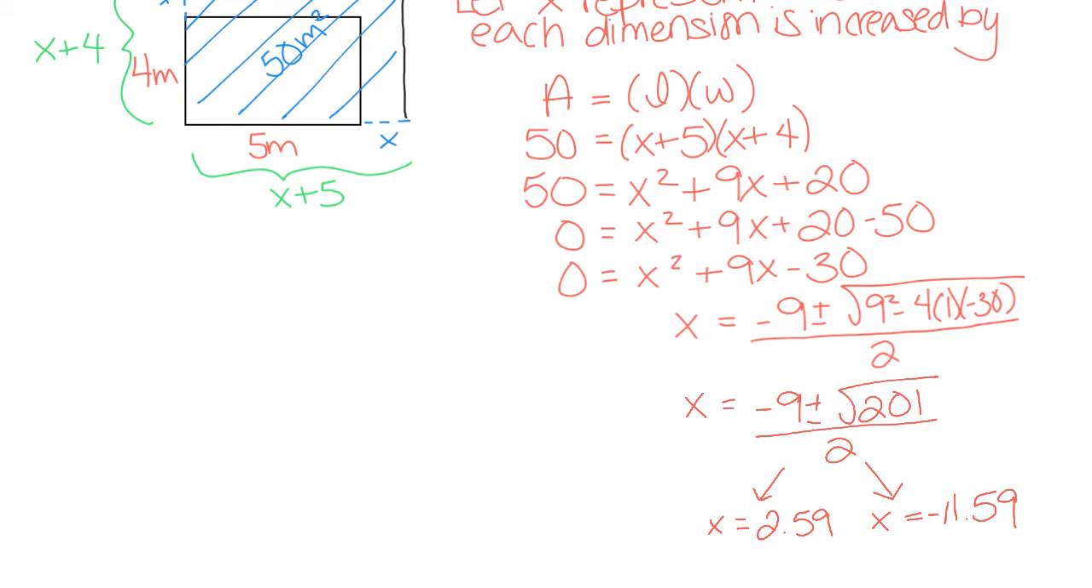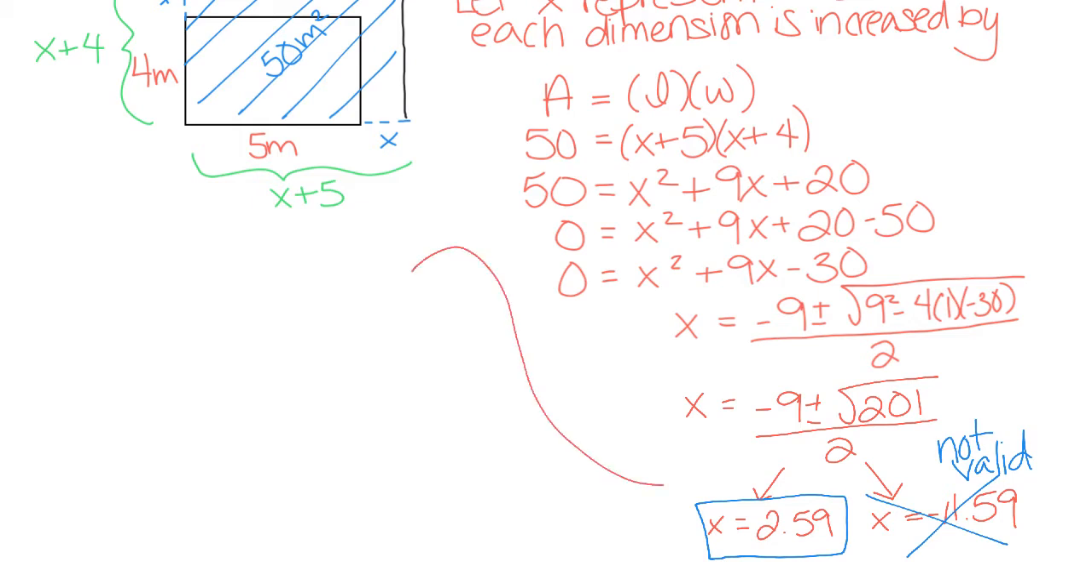So obviously this one here is not going to work. I'm not going to add negative 11.59 to my diagram. So we just write a little note to the reader that we recognize that that is not going to work. I usually circle this one, and then I have to come up with my new dimensions.